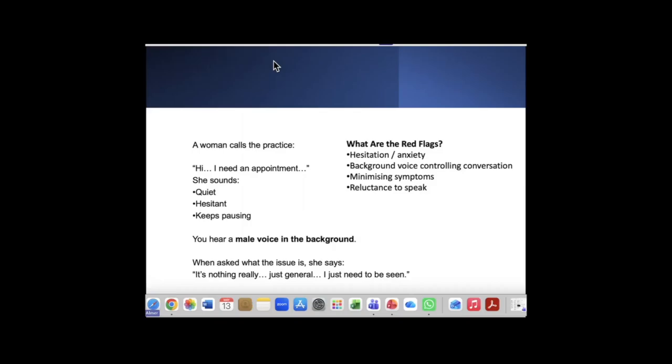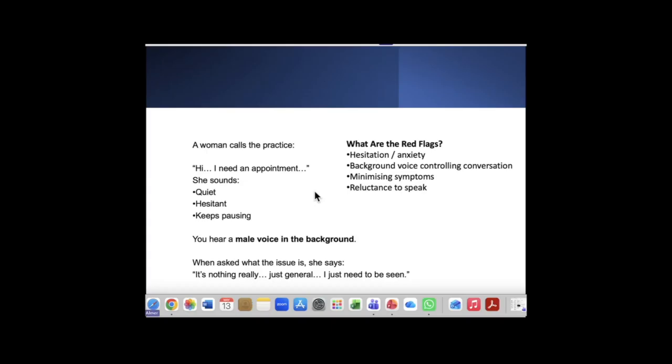Other comments? I see a few comments. Offer a GP appointment as an emergency, as an urgency. Yeah. Margaret, you can answer. I need an appointment. She sounds quite hesitant, and keeps pausing. Yeah. So what are you going to do for this patient?